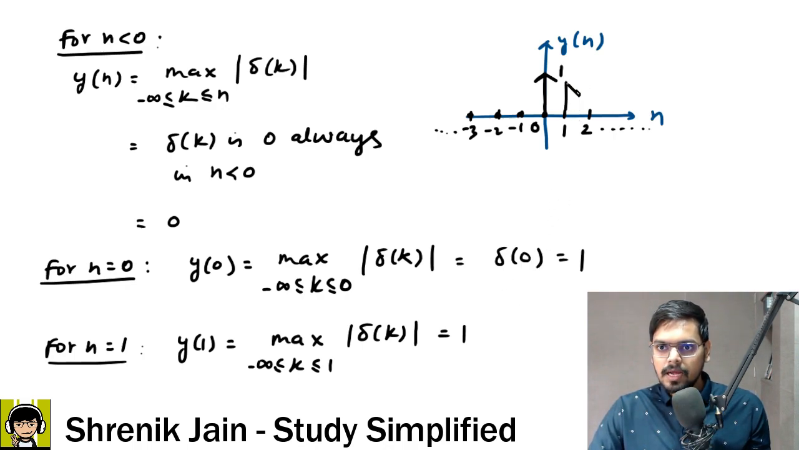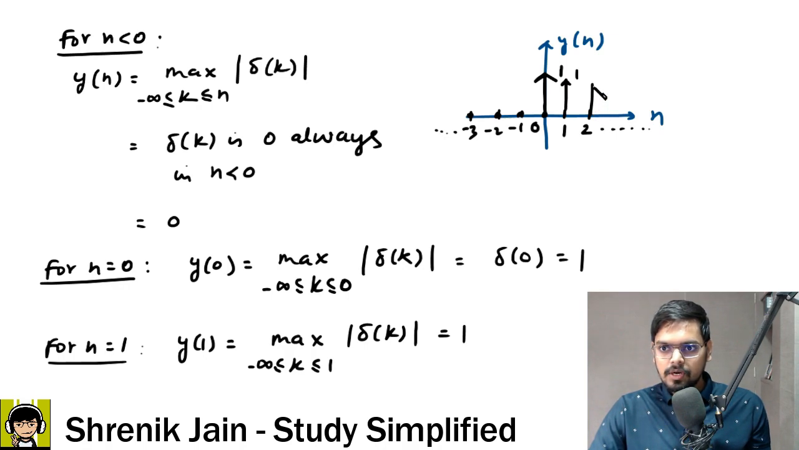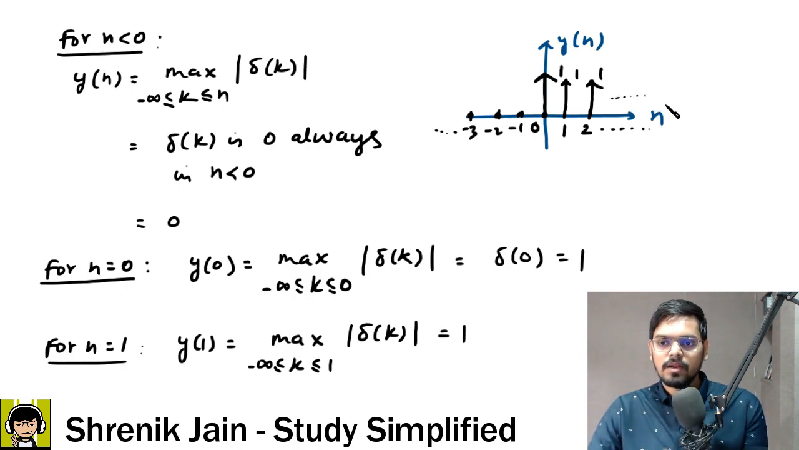So, draw that in the graph. Y of 1 is again 1. What about y of 2? Now, you know it very well, sir. Y of 2 is again 1. And therefore, if you try to plot this, this would be 1, 1, 1, 1, 1. And this is the nature of what? Sir, this is the nature of u of n.